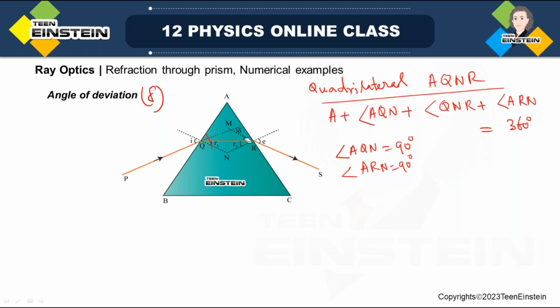So we have got these two 90 degree angles. The remaining ones are the sum of angle A and angle QNR. The sum of these two angles must be 180 degrees.